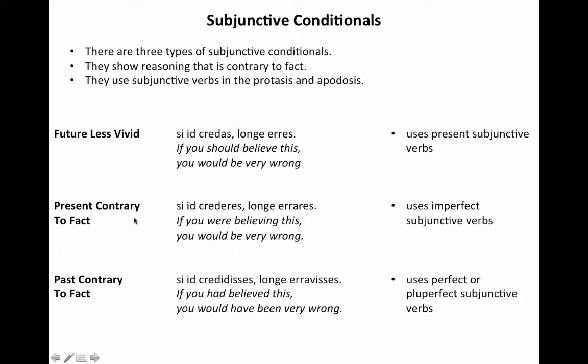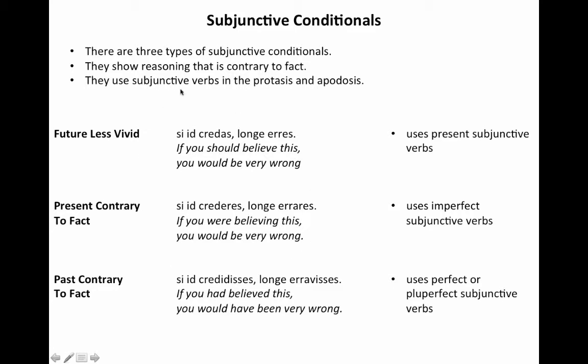The present contrary to fact, again, things are bumped up, so we're going to use the imperfect subjunctive here. If you were believing this, you would be very wrong. And finally, the past contrary to fact uses the perfect, but mostly the pluperfect subjunctive. And it is, if you had believed this, you would have been very wrong.